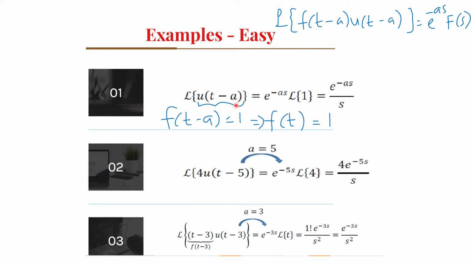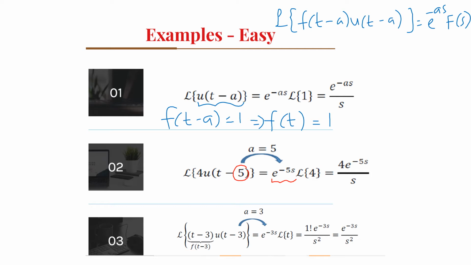If you know the value of a, you just need to substitute it into the power of the exponential. Alright, let's move to the second question: Laplace of 4u(t-5). We can see from the Heaviside function that a is 5, so the power of the exponent is e to the power of minus 5s.